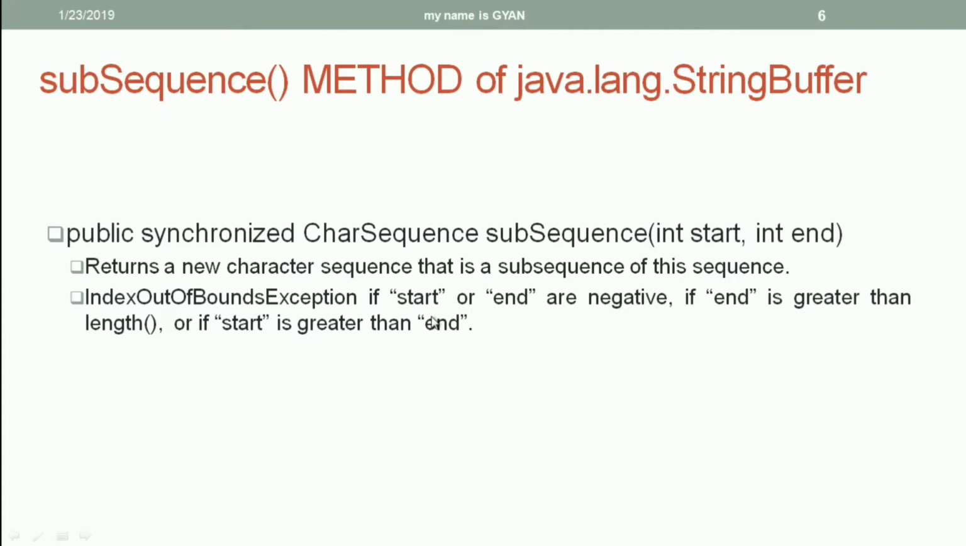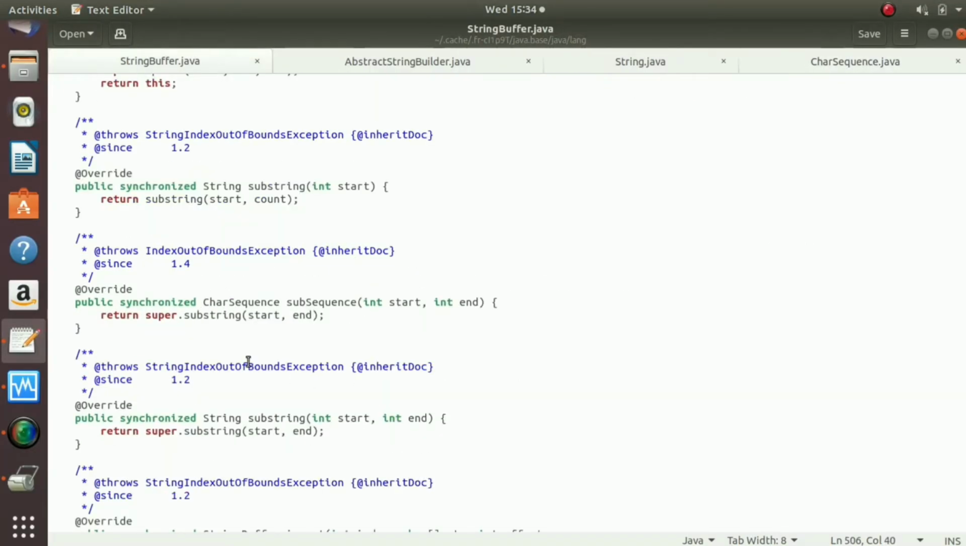In these three cases, the subsequence method throws index out of bounds exception. But if you look at the code, let's look at the code of the StringBuffer.java and see what's happening here. This is the code of StringBuffer.java and this is the subsequence method. The subsequence method ultimately calls the substring method of its superclass. The superclass of the StringBuffer class is AbstractStringBuilder.